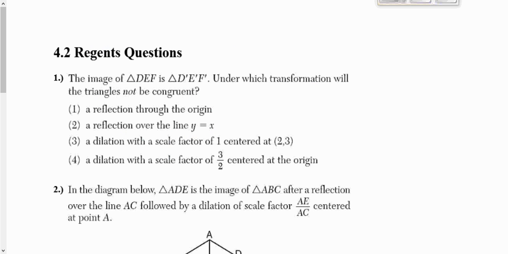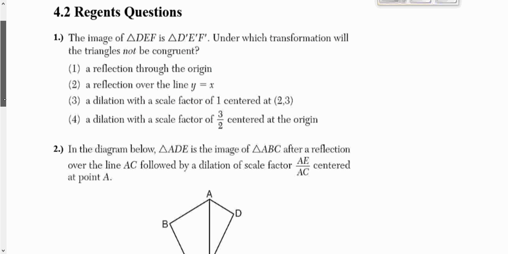So let's go ahead and take a look at this first Regents question. Read that over. Make sure you're identifying perhaps any key words in there. Like what in this case? Not. Okay. So which one there, kids? 3. It's a dilation in 3, isn't it? Yeah. What's the scale factor in 3? 1. So that'll make it not congruent?